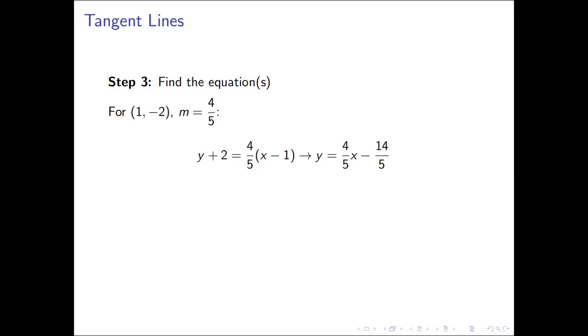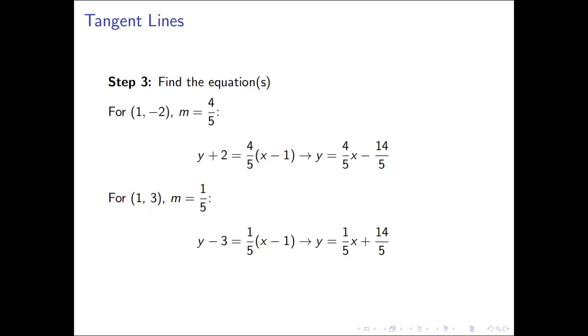And we do it for the other point. So we know now that the slope of the tangent there is 1/5 at the point (1, 3). We do the same. And without having to discuss the details, we get this as the equation of the tangent line to the curve at this point.